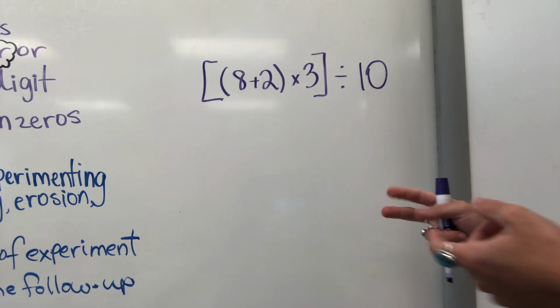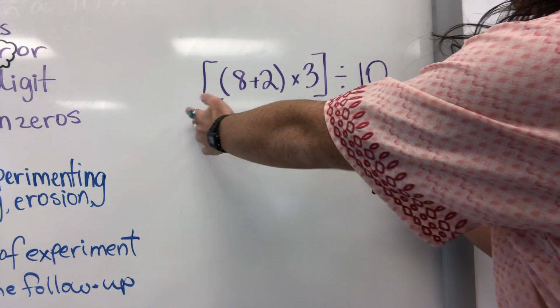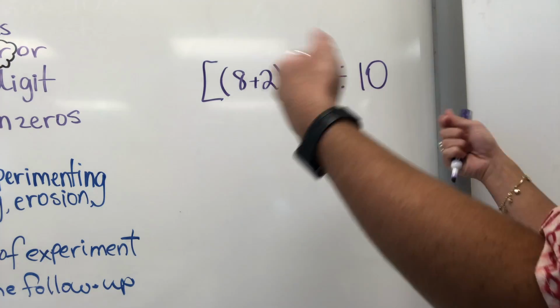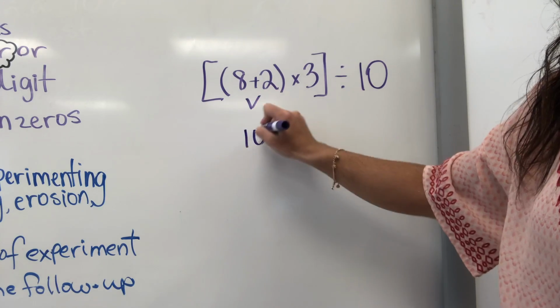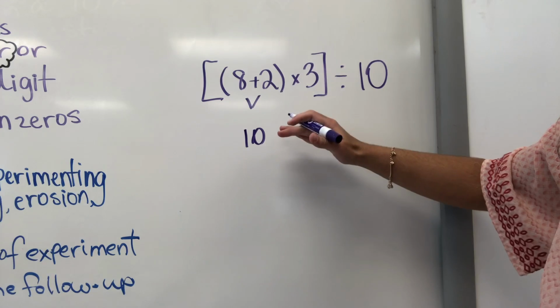Well, I see 2 different kinds. Whenever I see 2 different kinds, I'm always going to start from the inside and work my way out. So we tell the kids to start at the middle of the Oreo and kind of work your way out. So that would mean that I would do 8 plus 2 first, which is 10. Every time I perform an operation, I'm going to stop and bring everything down.